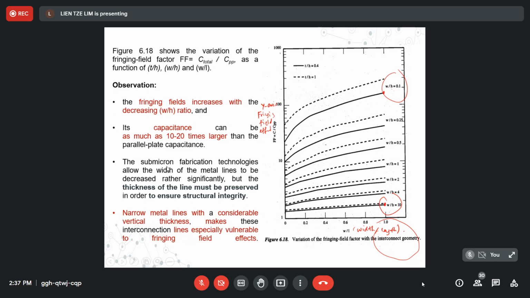The submicron fabrication technology allows the width of the metal lines to be decreased rather significantly, but the thickness of the line must be preserved in order to ensure structural integrity. So now all the transistors are fabricated from this submicron fabrication technology, and the fringing effects can significantly increase. But the thickness of the wire must be maintained, as stated here, to ensure structural integrity. Narrow metal lines with considerable vertical thickness make these interconnection lines especially vulnerable to the fringing field effect.